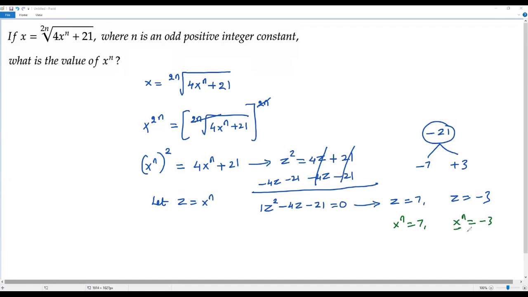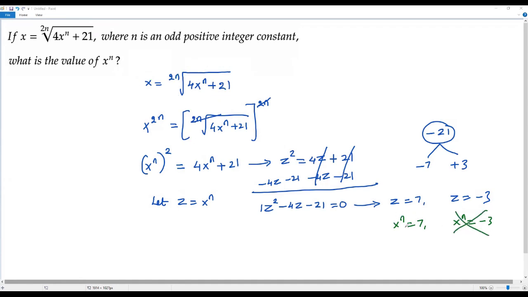When x takes a negative value, then we have a negative value on the left side of the equation. But already we have a positive value on the right side of this equation. Even when I plug in this negative 3 for x to the nth power, in front of the radical we have a positive sign. So when I consider the second value of x to the nth power, I am getting a negative value on the left side and a positive value on the right side. So it's not true. So we can reject this value.